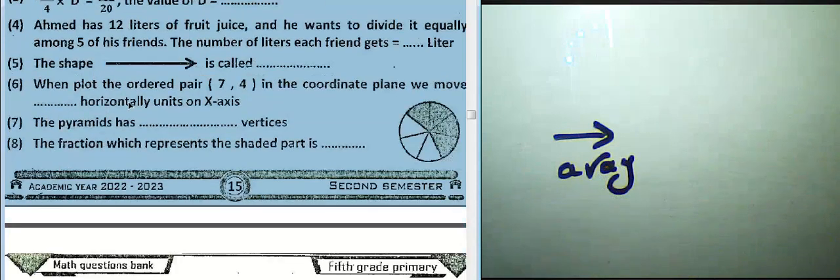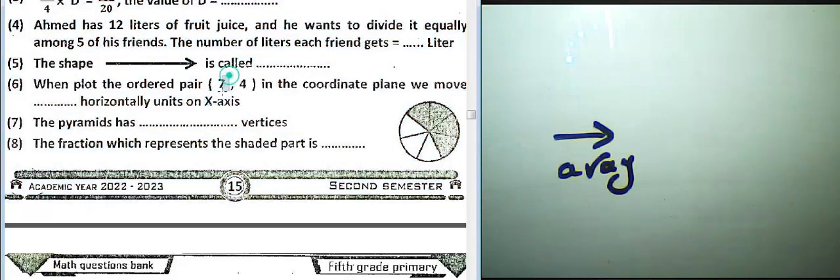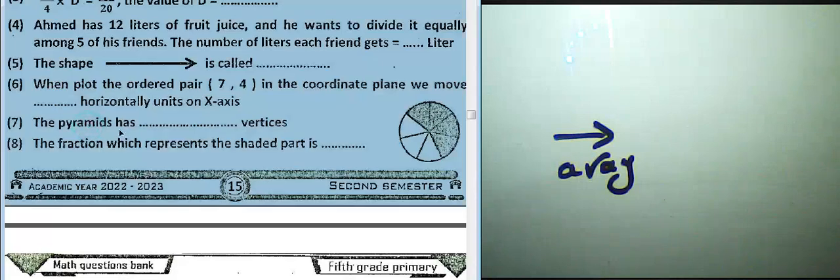Question 6. When plotting the ordered pair 7 and negative 4 in the coordinate plane, we move horizontally on the x-axis 7 units. Write 7 here. The pyramid has how many vertices? Pyramid about square.